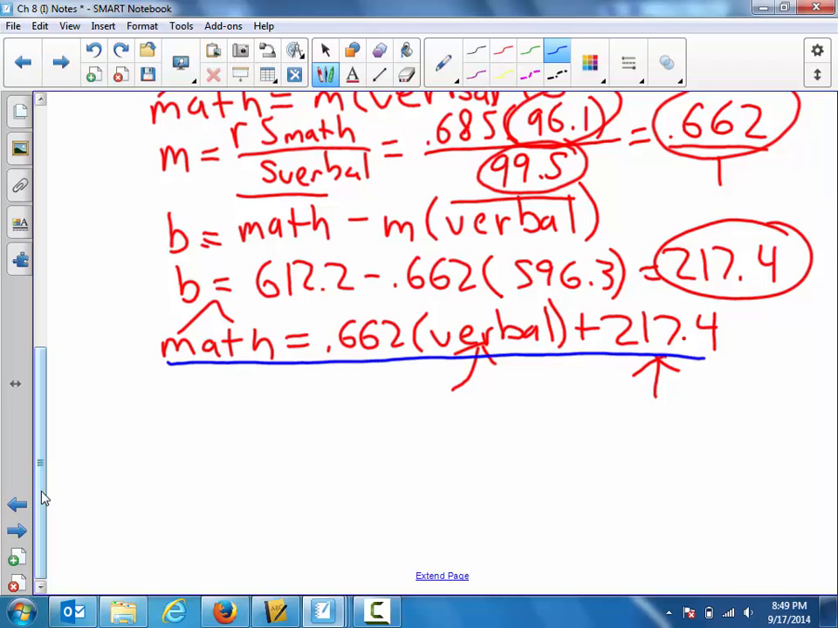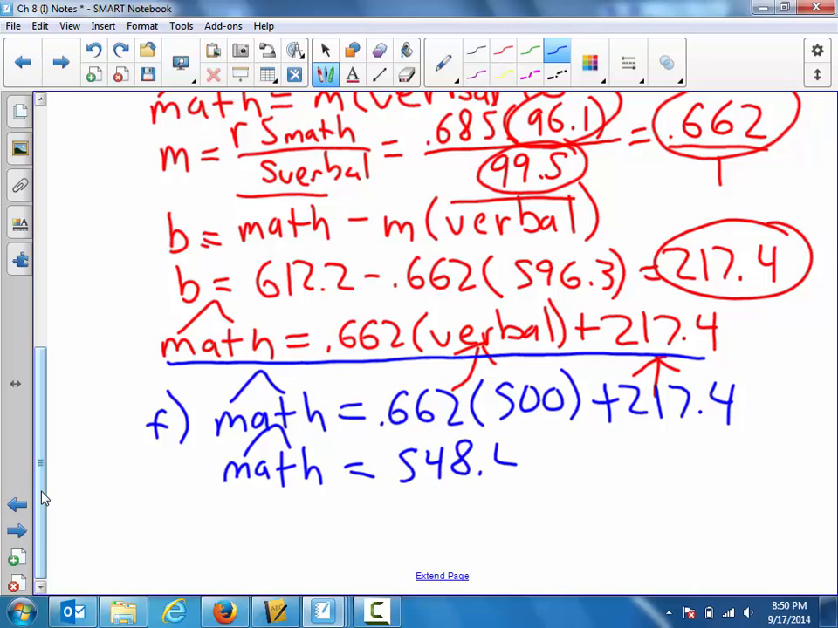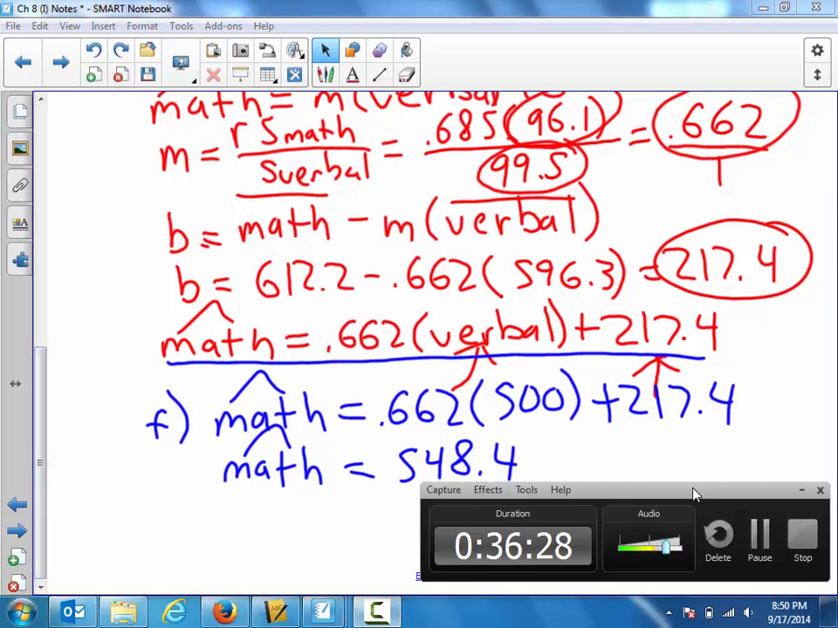And then last little bit here, what's F asking for? Predict the math score of a student with a verbal score of 500. Now that we've got our model right here, if they want to know what the model predicts for a particular math score, we know our slope now. They just told us what the student had scored in the verbal section, 500, and we know our y-intercept. That's just a simple matter of plug and chug. So the predicted math score for a particular student with a verbal score of 500 should come out to be 548.4.